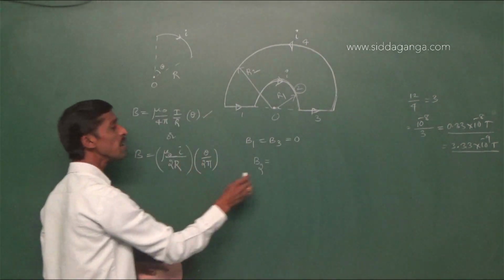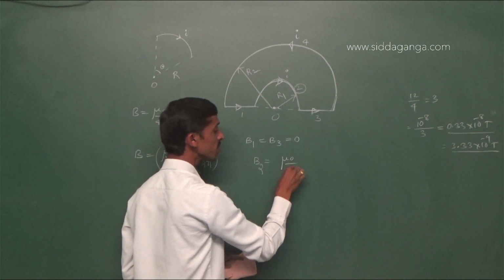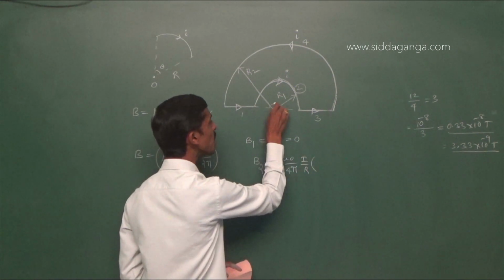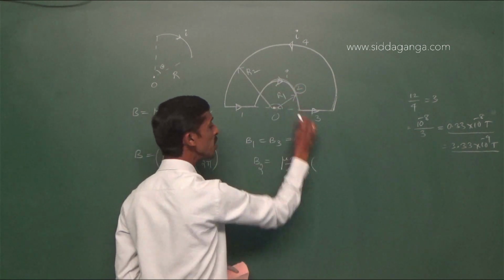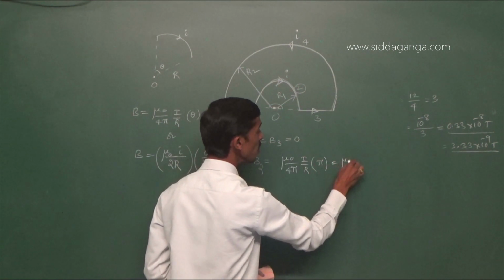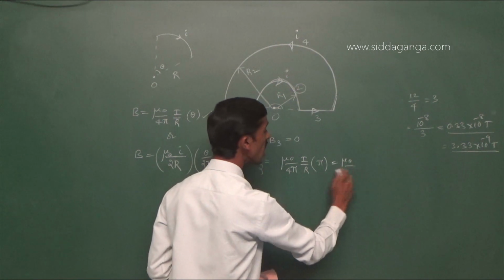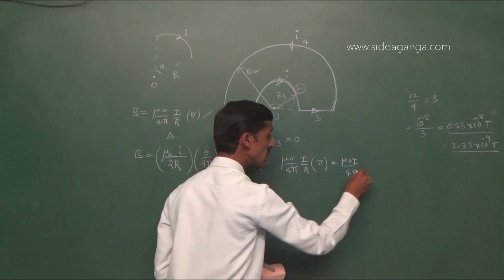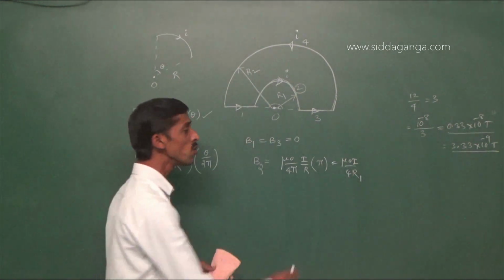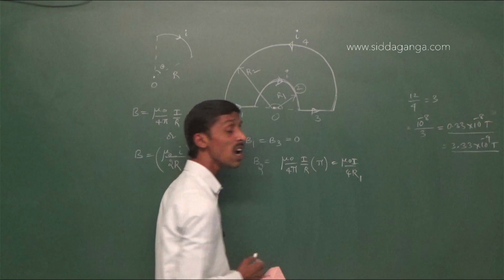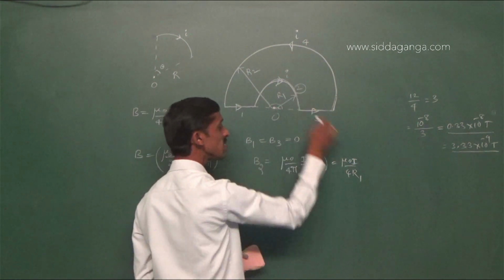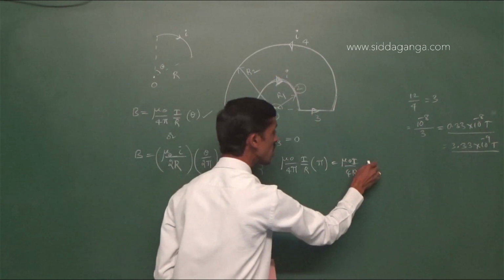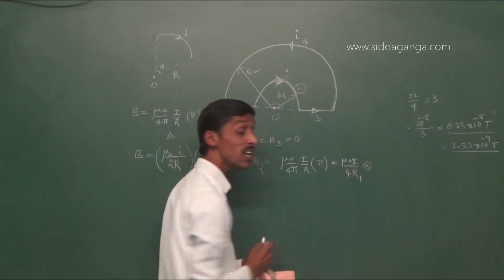Using this formula, what do we get? mu naught by 4 pi, I by R into theta. What is the angle subtended by the 2 ends of this semicircle? Pi. This is nothing but mu naught I by 4R, as its radius is R1. Magnetic field due to a semicircular wire is mu naught I by 4R, as its radius is R1. The current in this semicircle is in the clockwise direction, so at the center the magnetic field is perpendicular to the plane, inward.